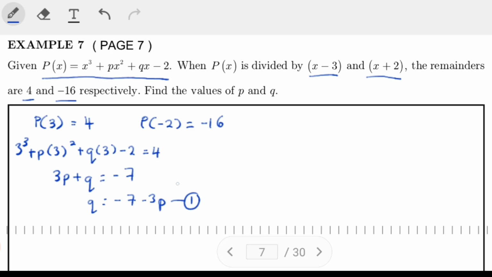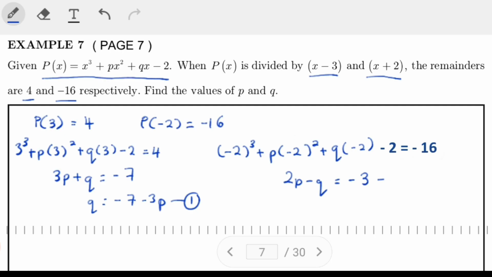Repeat the process for the second equation. Substitute negative 2 inside the polynomial. So negative 2 cubed plus p times negative 2 squared plus q times negative 2 equals negative 16. Expand and simplify the equation. We get 2p minus q equals negative 3. This will be our second equation.